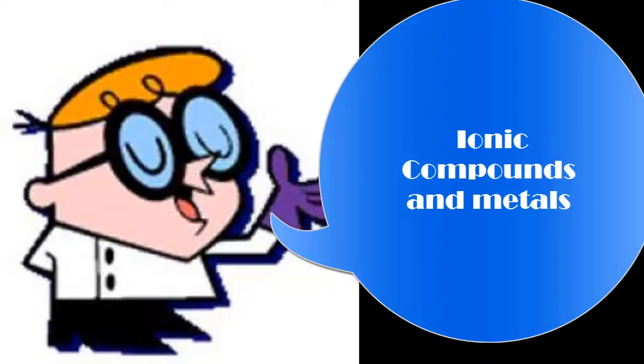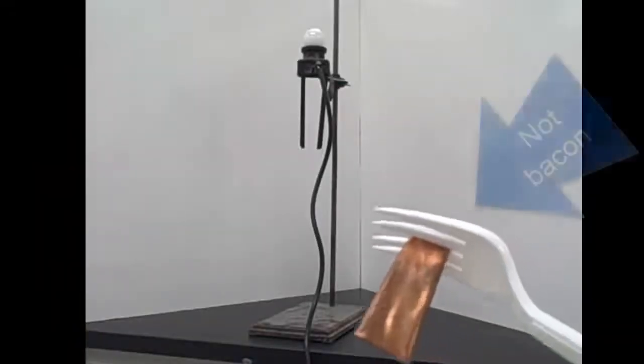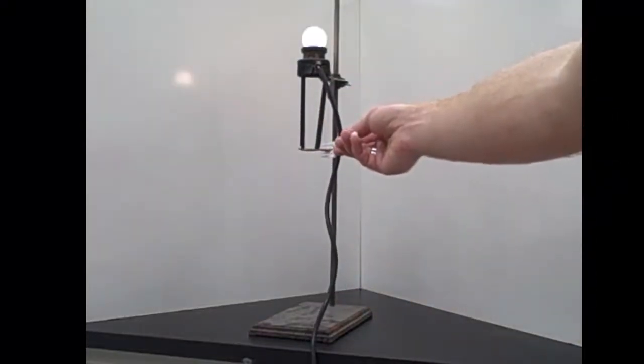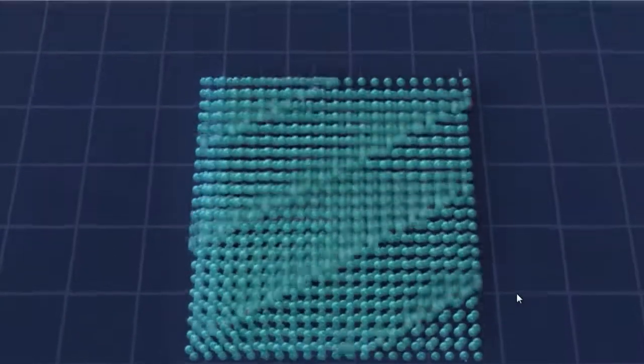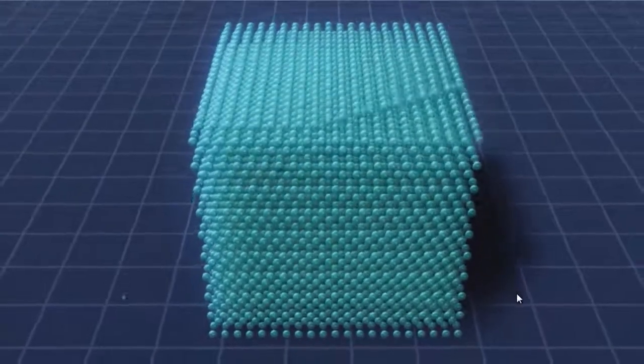We all know that metals are excellent conductors of electricity. They can be used to complete a circuit to allow electricity to pass through them, lighting up the light bulb. This is because metals that are solid have their atoms arranged in nice rows and columns called a lattice.